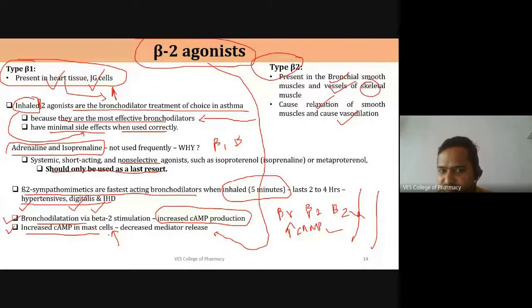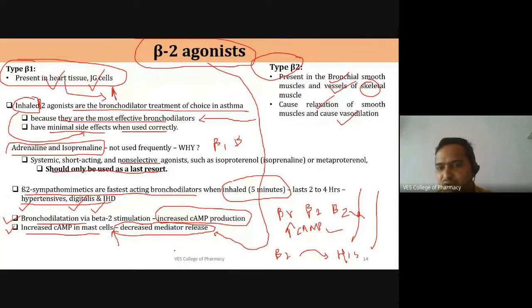Remember this thing: on mast cells also you will get the beta 2 receptor. Once this beta 2 agonist binds on the beta 2 receptor on the mast cells, what will they do? They will decrease the mediator release. So the mast cell is releasing various mediators, right? Histamine, thromboxane, and all the mediators are released from the mast cell.